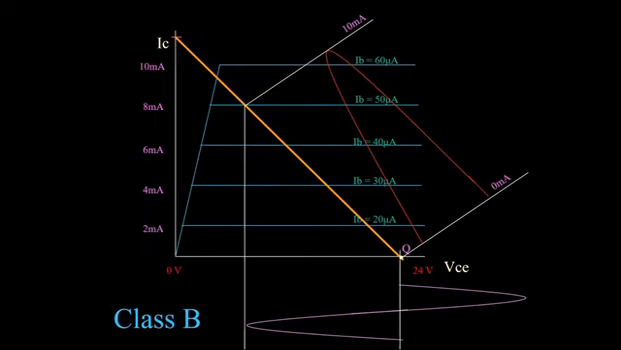You can see the characteristics. The red waveform shows that it conducts only in one direction, not in the other direction. So next, the class C amplifier.